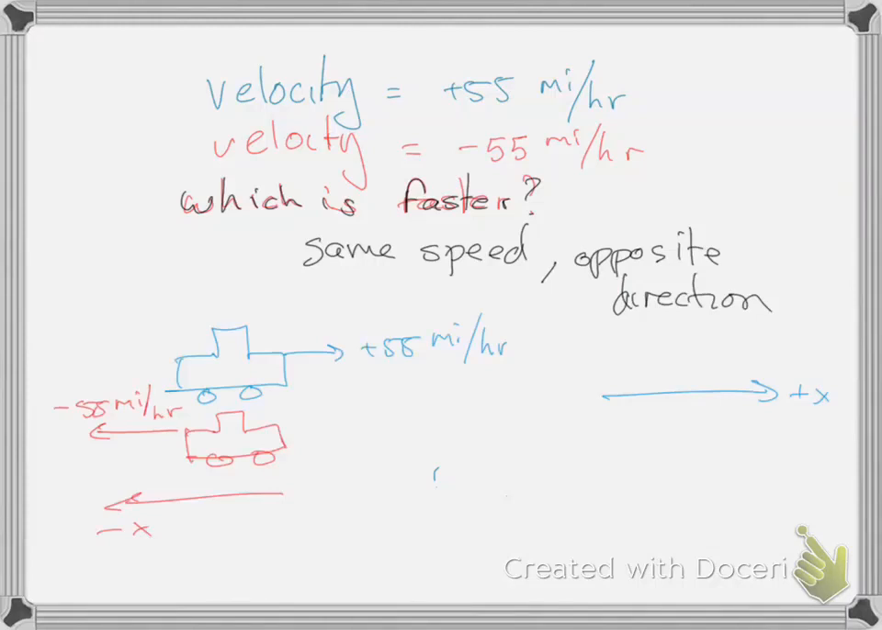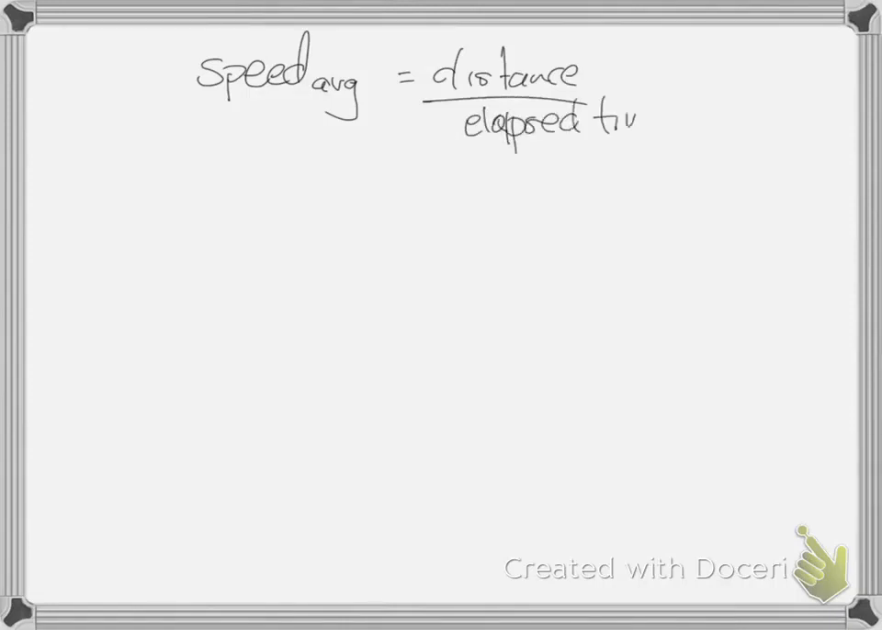This does bring up a really important point: I'm using this quantity speed here, which is different than average speed. We should talk about what speed is before I go any further. Remember that average speed, I've said this a million times now, is distance over elapsed time. And I've been using the quantity speed, which I neglected to define.